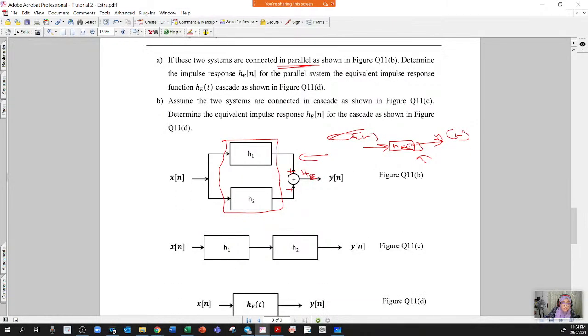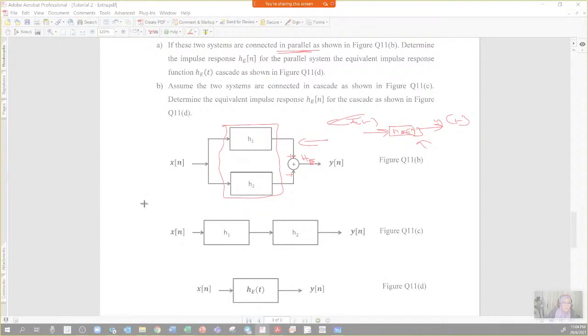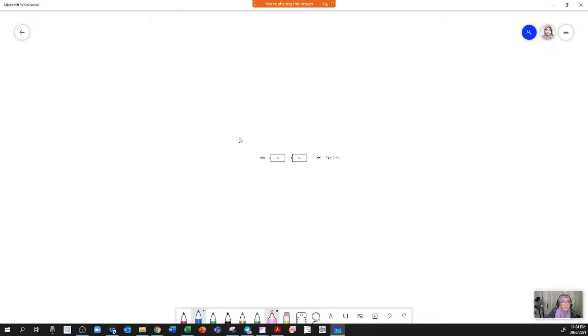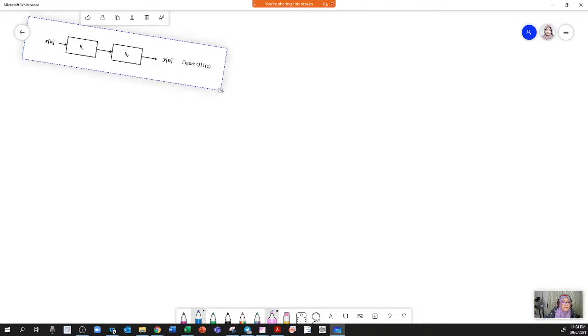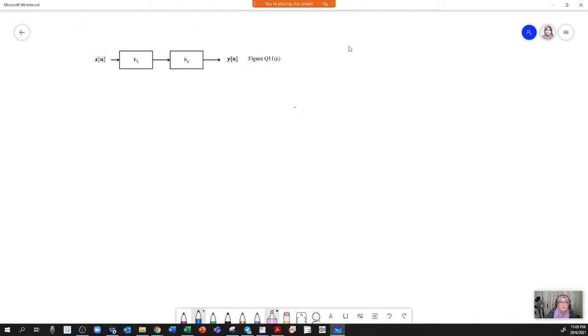I'm going to copy this. Wait. Okay, I'll give you one example. I'm going to give you this example because this is a common question that we discuss in class. Let's say, it doesn't matter if it's continuous time or discrete time.